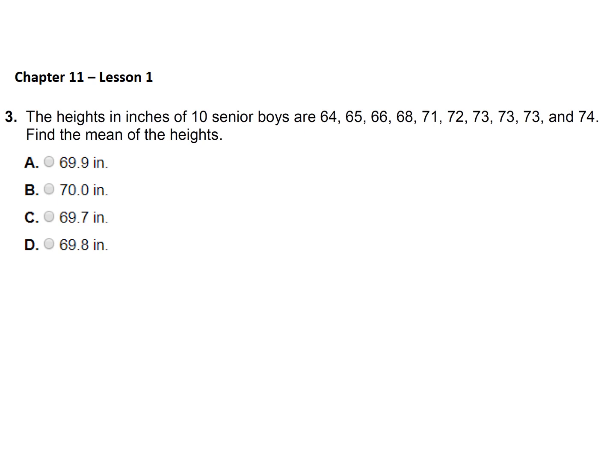Question 3. The heights in inches of 10 senior boys are 64, 65, 66, 68, 71, 72, 73, 73, 73, and 74. Find the mean of the heights. First, we're going to add all of these values together and get the sum. When we add these values together, we get 699.